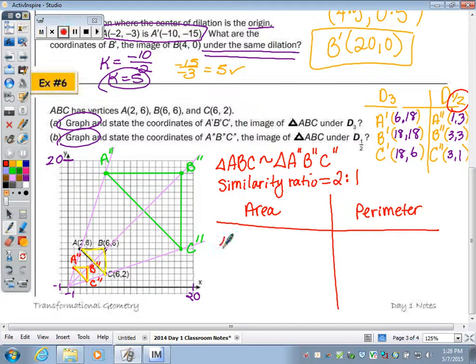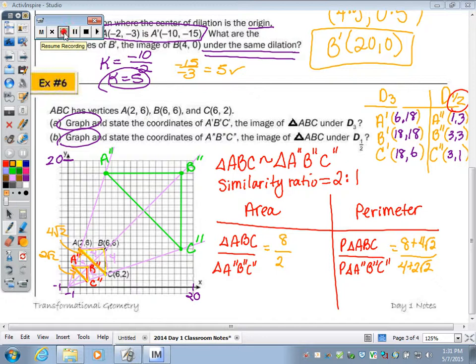So what is the area of triangle ABC? Again, we're going to look at the ratio of that to triangle A double prime, B double prime, C double prime, and the perimeter of triangle ABC to the perimeter of triangle A double prime, B double prime, C double prime. From the last unit on similarity, we learned about what was true about the similarity ratio and the ratio of the areas, and the ratio of the perimeters and the similarity ratio.